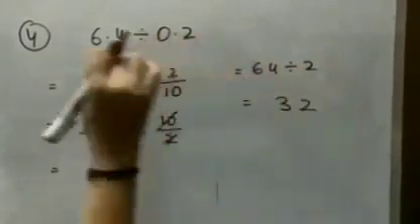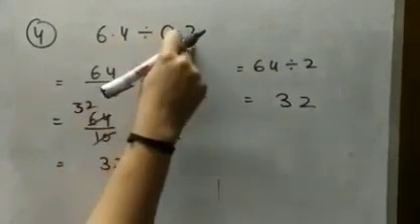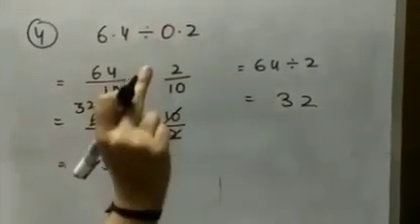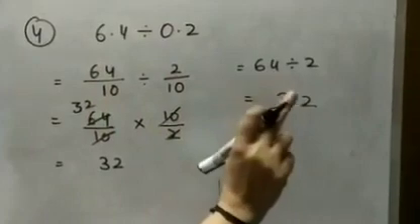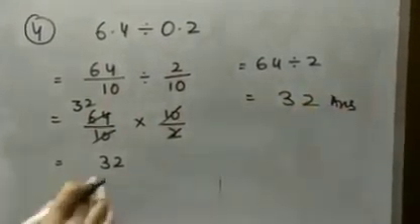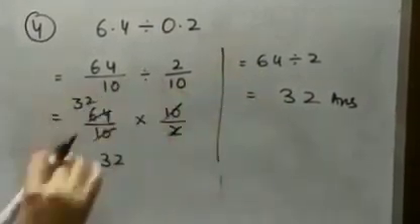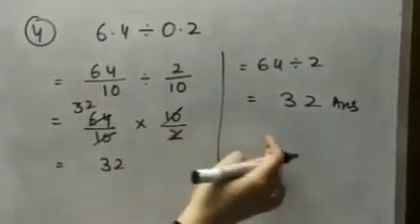32. Count the digits after the decimal. In the numerator 1, in the denominator 1, 1 minus 1, 0. So the decimal will not be placed anywhere, and in that case 32 is the answer. In both the cases the answer will remain the same. It's up to you which method you want to opt for.